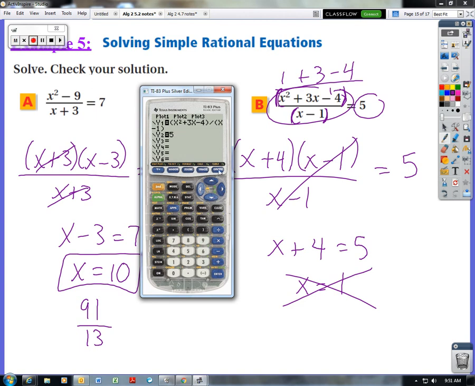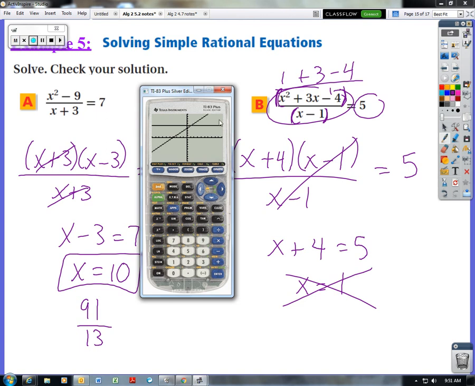Let's see if it'll show up on a Zoom 6. What? Y equals x squared... Something isn't right. X squared plus 3x minus 4, x minus 1 equals 5. Why am I getting a line? That's really weird.